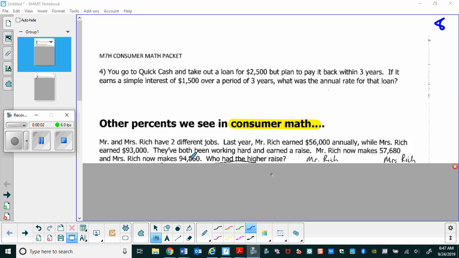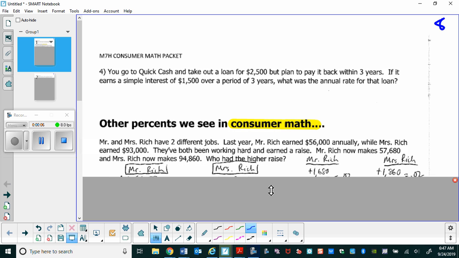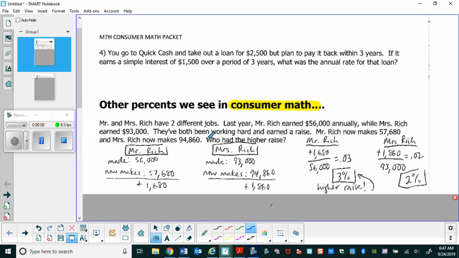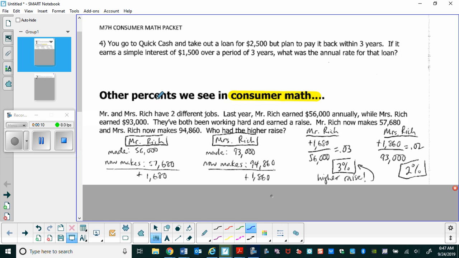All right, so in this video, we're going to take page 8 and talk about other percents that we see in other consumer problems. We're going to start here with a problem about Mr. and Mrs. Rich. It looks like last year Mr. Rich earned $56,000 annually, and annually just means yearly. That's his salary, while his wife, Mrs. Rich, earned $93,000. They've both been working hard and earned a raise.